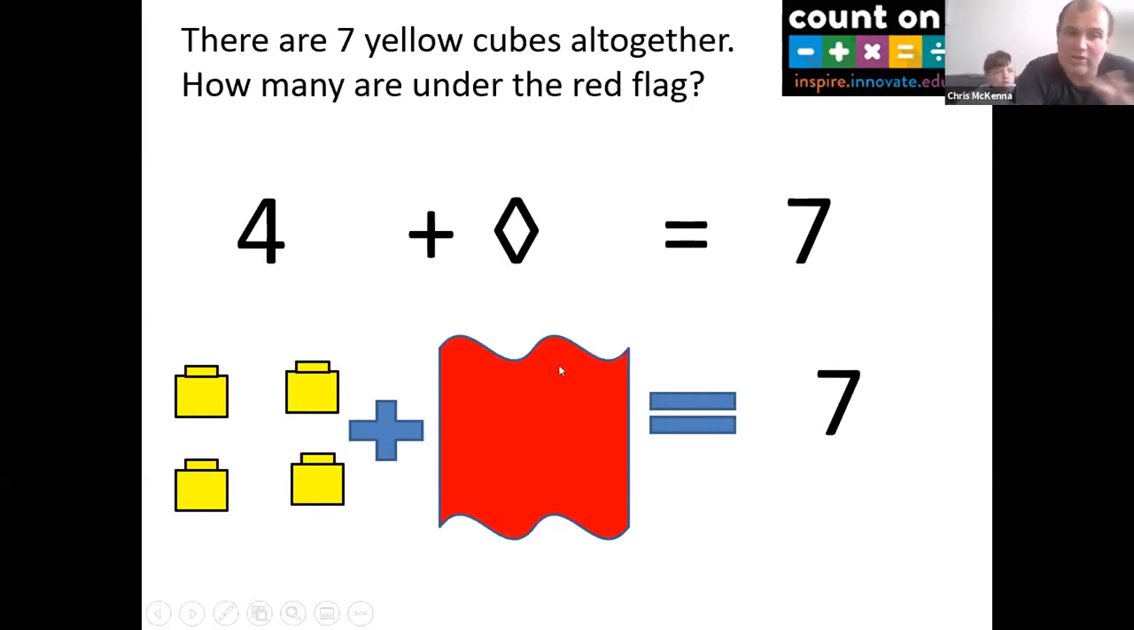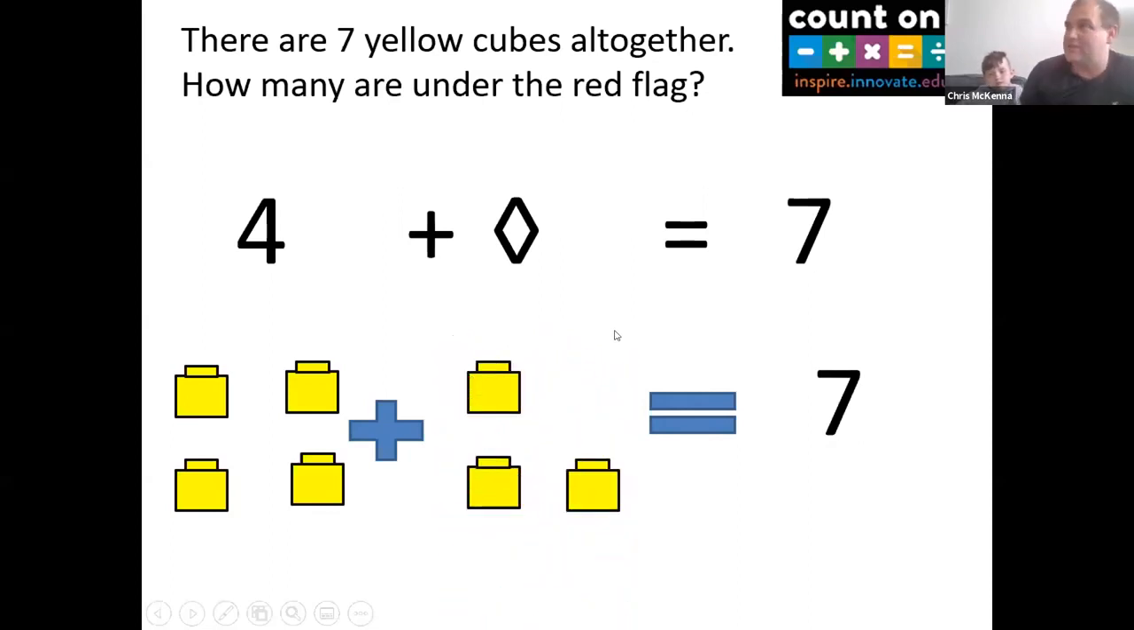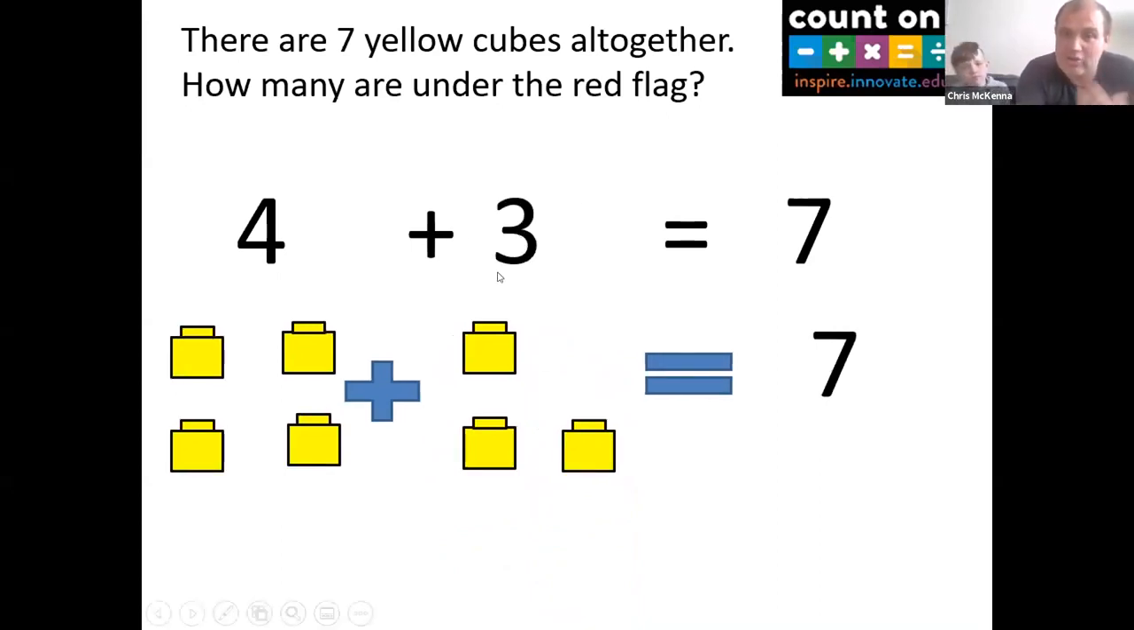And again, we can show you using pictures, or you could use cubes or something to model this. So if I move the flag, we can see it's 4 plus 3 equals 7. So that missing number there is 3. So that there is algebra down at the very basic level.